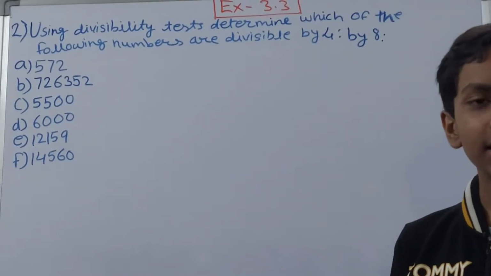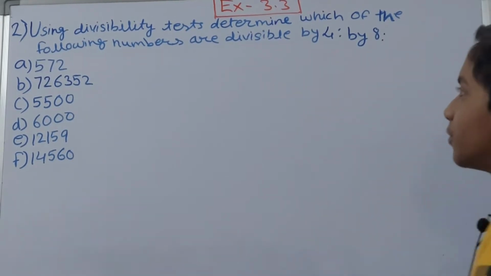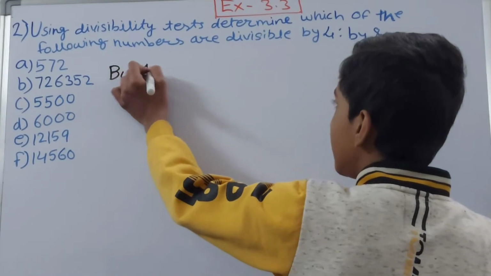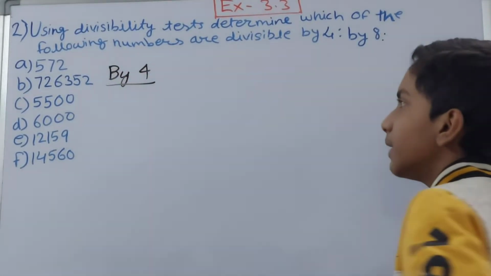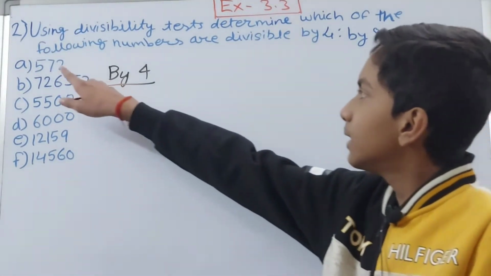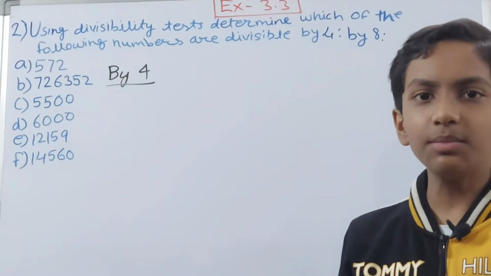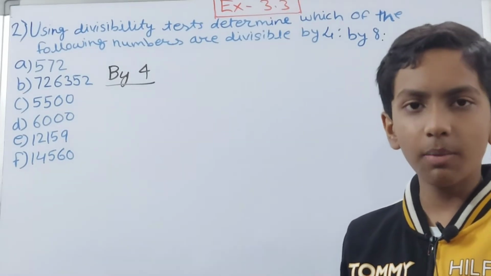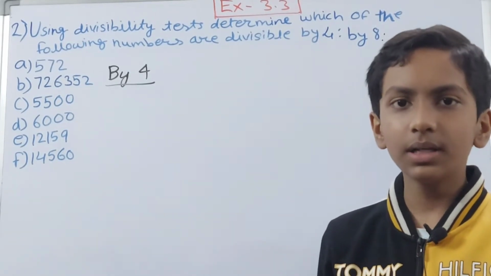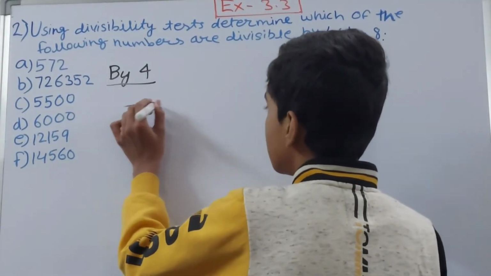Our next number is 572. In this number we have to see whether it is divisible by 4 and by 8. For 4 you need to remember the rule: you divide the last two digits of the number, and if those two digits are divisible by 4, then the whole number is divisible by 4. If the last two digits are not divisible by 4, then the whole number is not divisible by 4. So we have the last two digits as 72.